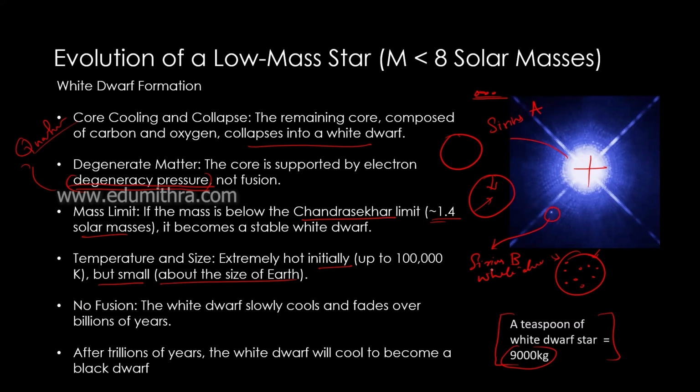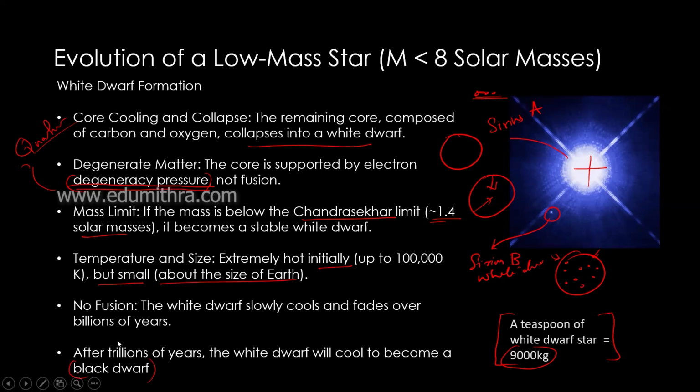In that white dwarf, no fusion is happening, as you know. After some trillions of years, it is supposed to lose all the temperature it had, and it becomes something called a black dwarf. But we haven't observed any black dwarf yet. Can you say why we haven't observed any black dwarf yet? Why have we not seen any black dwarf at all?